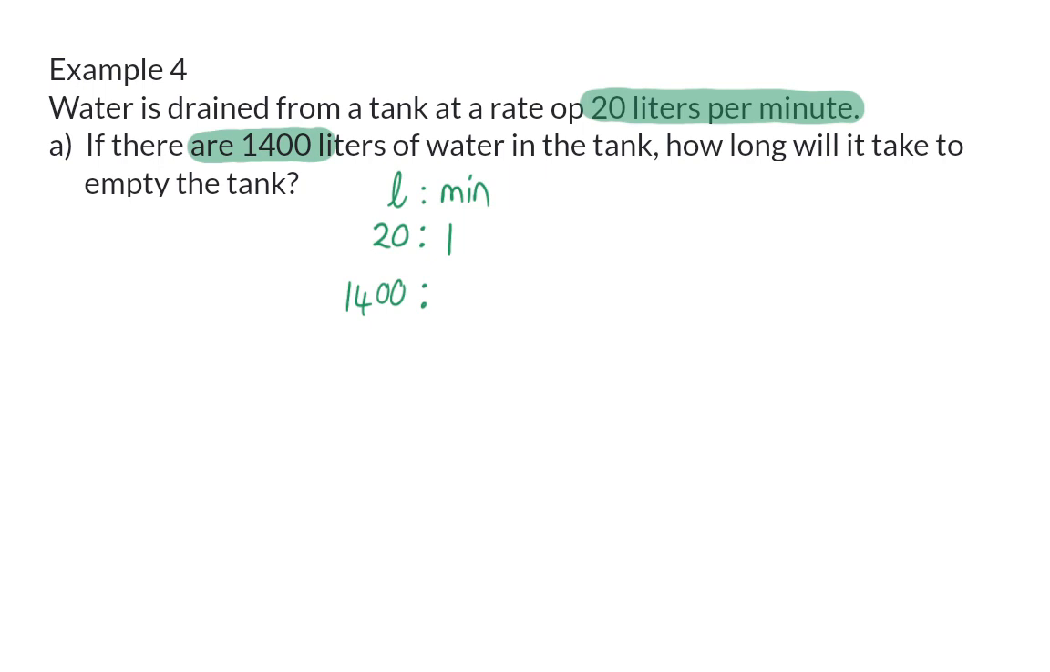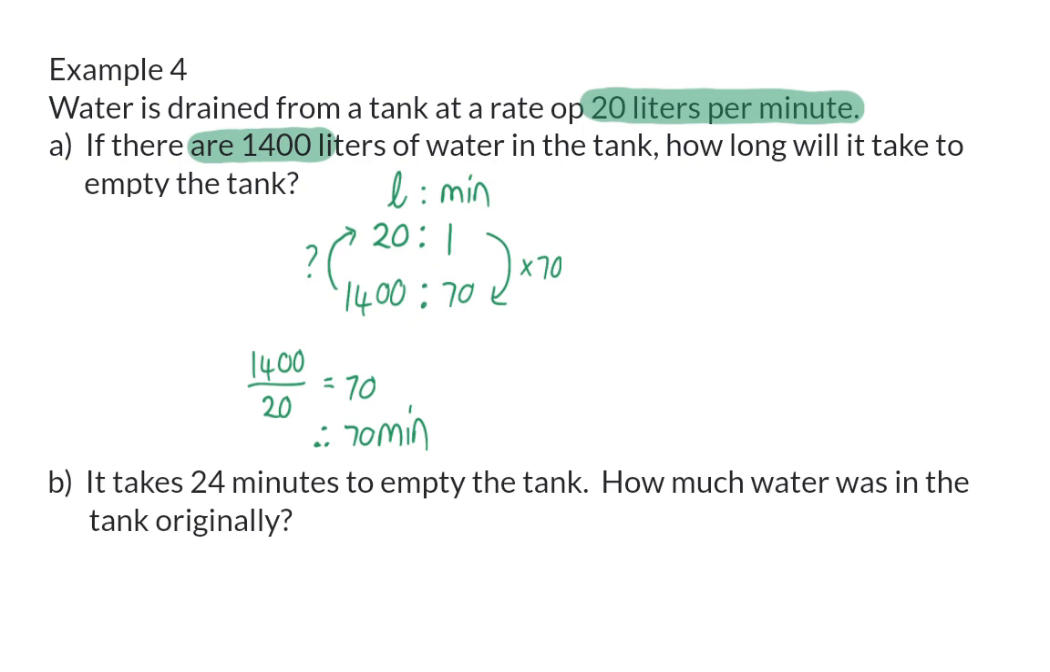Just like in the previous example, we are going to start off by taking 1,400 and dividing that by 20, so that we can then determine what the change was that happened on the left-hand side, and that is 70. Now we multiply by 70 on the right-hand side, and that will give us 70, which means it will take 70 minutes to empty the tank.